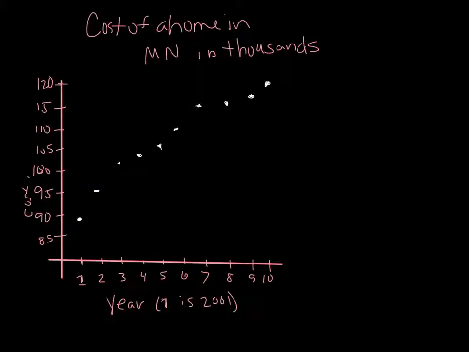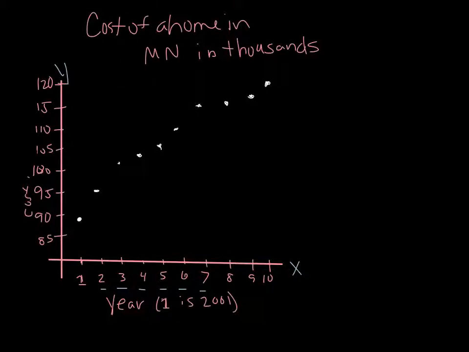Alright, so we're going to take a look at this example. The cost of a home in Minnesota, in thousands. Here we have the year, and 1 represents 2001, 2 represents 2002, 2003, 2004, and so on. So on our x-axis, we have the years from 2001 to 2010. And on the y-axis, the vertical axis, we have the cost of a home. It starts at $85,000, $90,000, $95,000, and so on. As we look at this graph, we can figure out what this home should be worth, maybe in 2025.